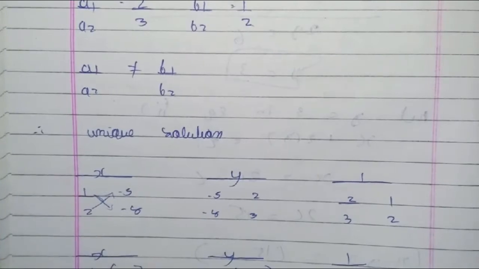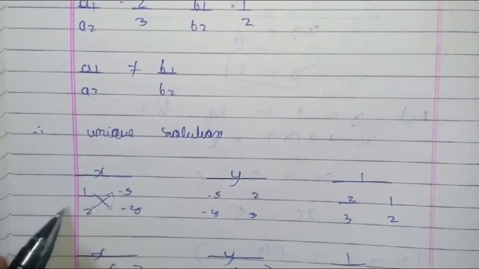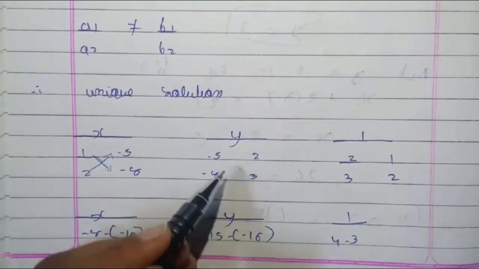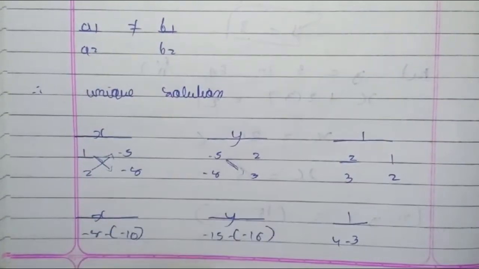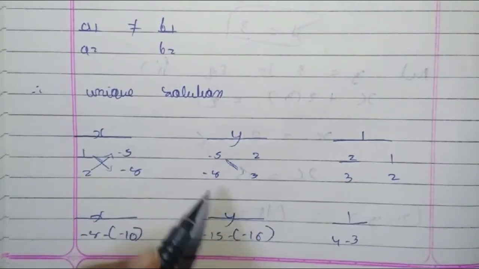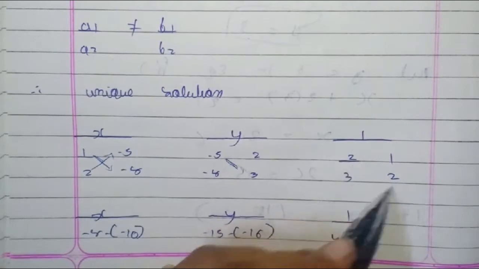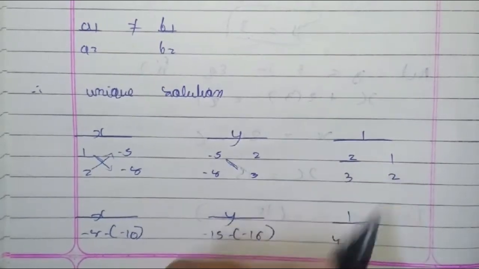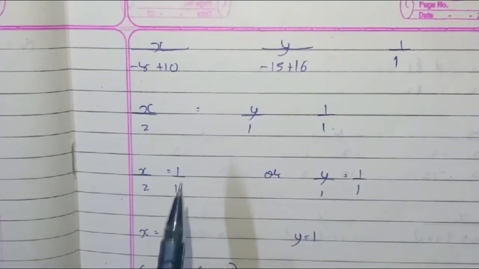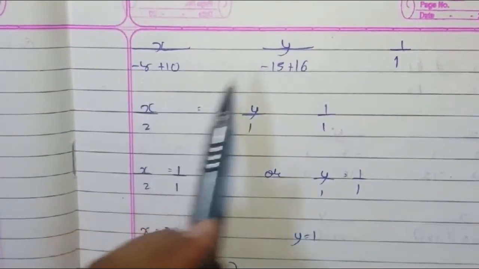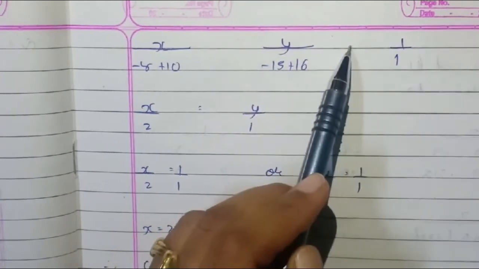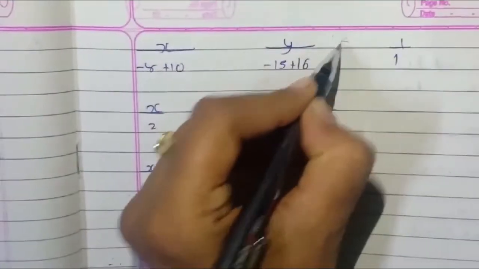So 8 1s are 8, minus 2 5s are 10, minus plus minus. In the same way, we multiply these both. 5 3s are 15, minus 8 2s are 16, minus plus minus. 2 2s are 4, minus 3 1s are 3. So x divided by minus 8 plus 10 is equal to y divided by minus 15 plus 16 is equal to 1 by 1.